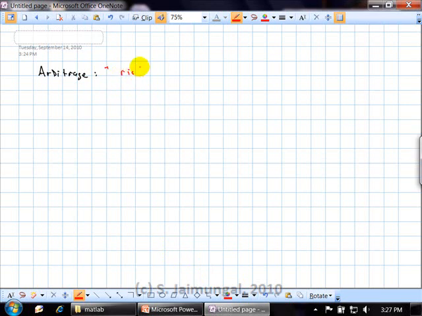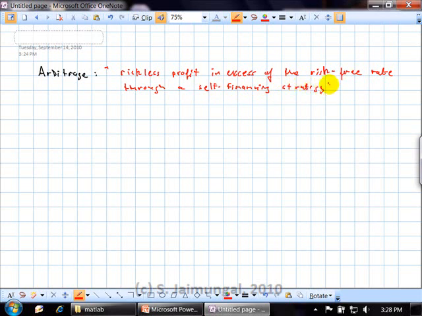So it's a riskless profit in excess of the risk-free rate through a self-financing strategy. Okay, so you made some sort of riskless profit in excess of the risk-free rate and using the self-financing strategy. That's what we'd like to formalize somehow.